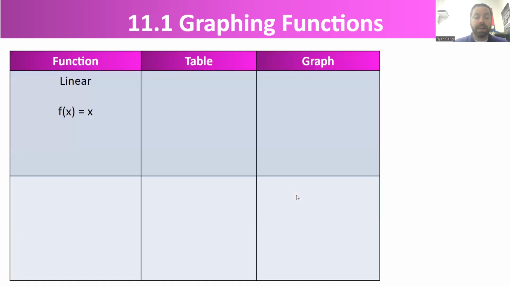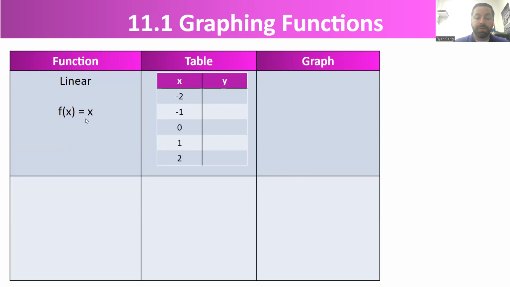Now the next several slides are looking at how the function relates to the table and then how the table relates to a graph. So let's go ahead and get started here. The very basic linear function is f of x equals x. So we make a table and we get to choose our x values. When we choose our x values, more often than not, what we want to choose is -2, -1, 0, 1, and 2.